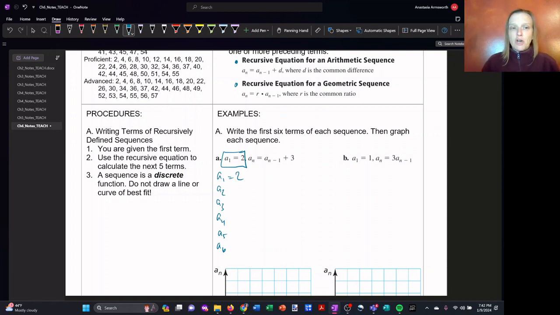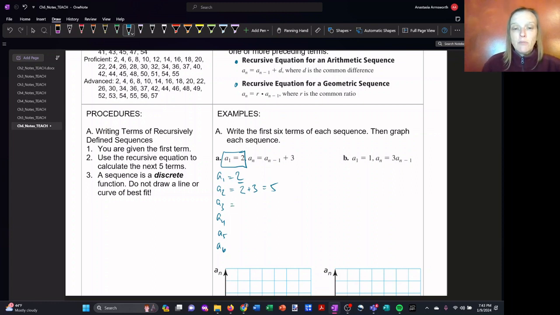So you're given the first term. Then we're going to use the recursive equation to start calculating the next term, and then the term after that, and the term after that. So what is this rule? This tells me that the nth term takes the previous term, a sub n minus 1, plus 3. So to get the second term, I have to take the first term, which was 2, and then add 3 to it. Well, 2 plus 3 is just 5.